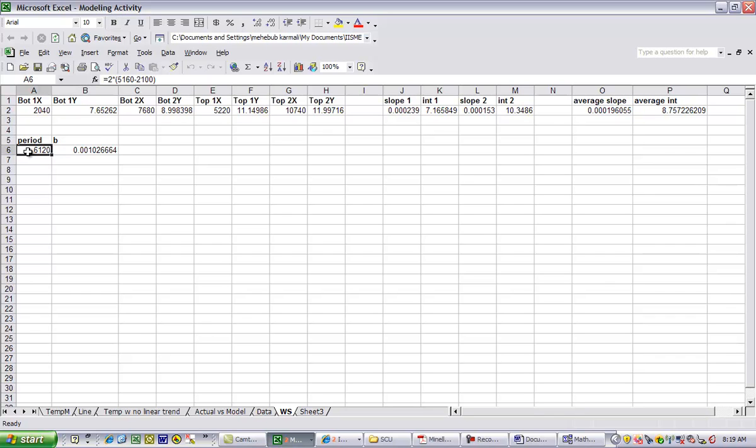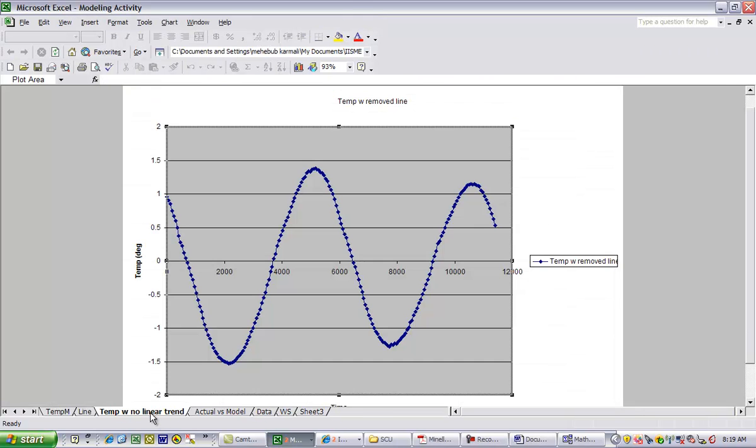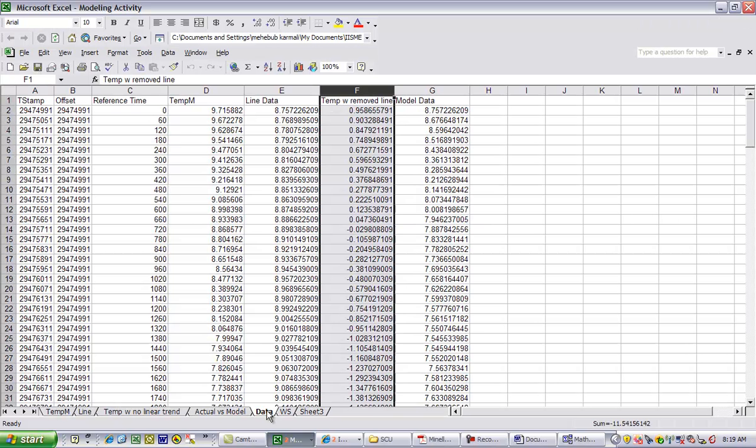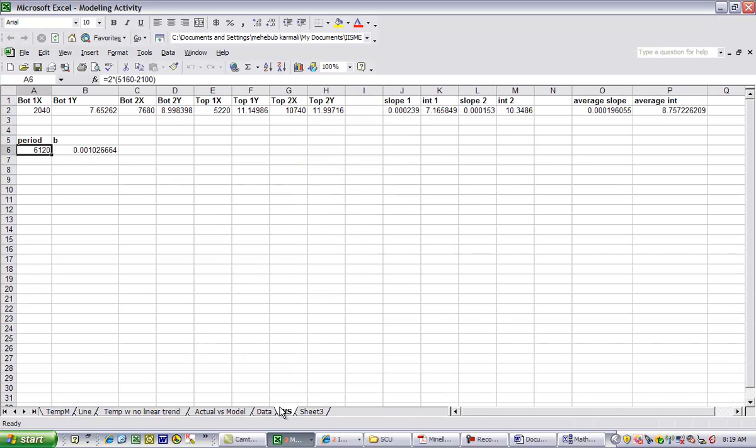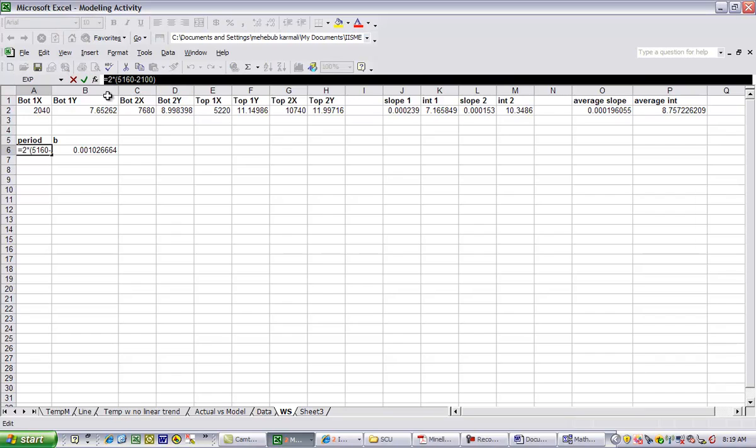If you look at period, it's twice the difference of the 2 times that I have. Going back again, the 2 times I'm talking about are the time that corresponds to this point and the time that corresponds to this point. So you take the difference of those 2 and multiply that by 2, which is what you see in the formula here.